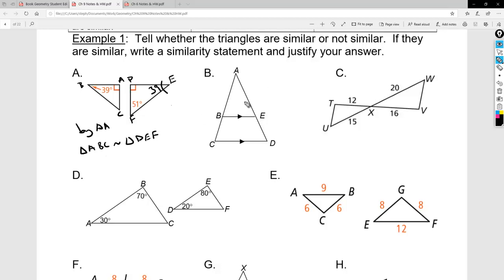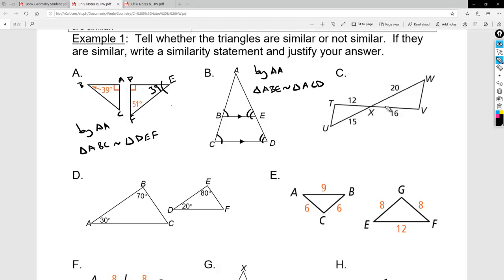Okay, moving on, I have a triangle within a triangle, and I have two parallel lines. So by corresponding angles, I know that B and C are going to be congruent. E and D are also going to be congruent. Obviously, they share measure of angle A, but that doesn't matter because, again, we only need two. So again, by angle-angle similarity, we can say that triangle ABE is similar to triangle ACD.